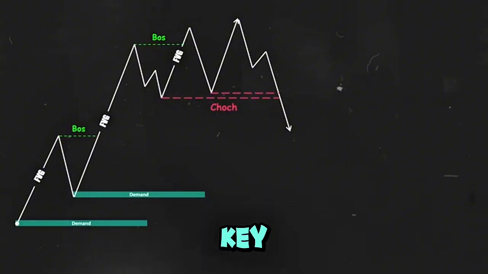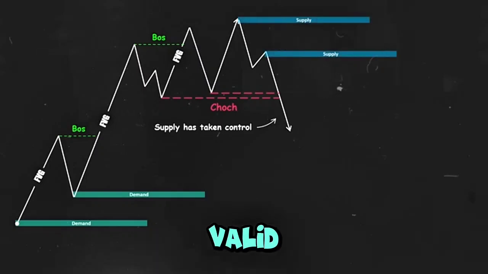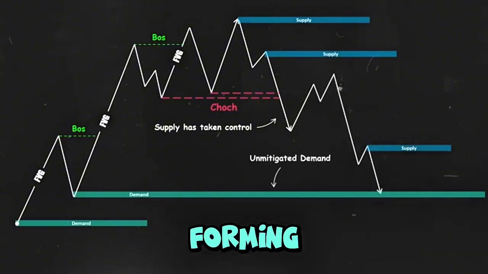This signals two key things. First, supply has taken control over demand. And second, a new valid supply area has been established. From there, price continues moving downward, forming new supply zones until it reaches the next unmitigated demand area.